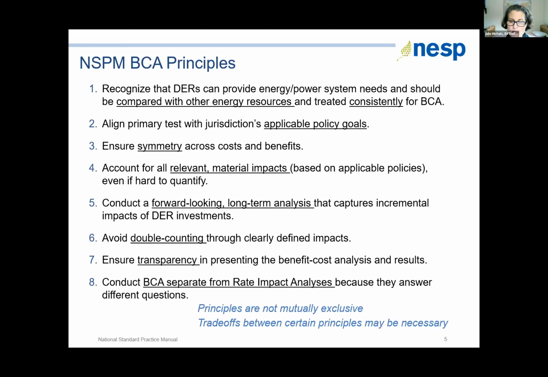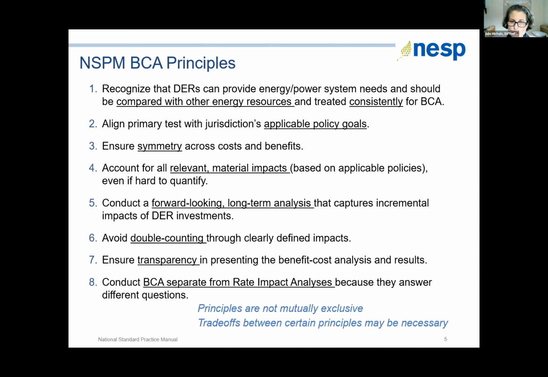The issue of symmetry is fundamental. If you have asymmetrical treatment of costs and benefits, we'll look at an example of that, that can present inconsistent analysis of resources and a bias towards one resource over another. And then accounting for relevant material impacts. Again, what is relevant beyond utility system impacts is really based on those applicable policies. So again, we'll give some examples there.